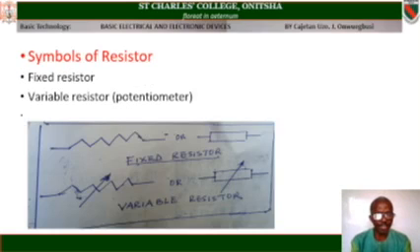Symbols of resistors. We have two types of resistor symbols. The first one is the fixed resistor. You can see it in the diagram. And the variable resistor, otherwise called potentiometer. The difference is that the variable resistors bear arrow in them, whereas the fixed ones do not have arrow. So you should know the difference.